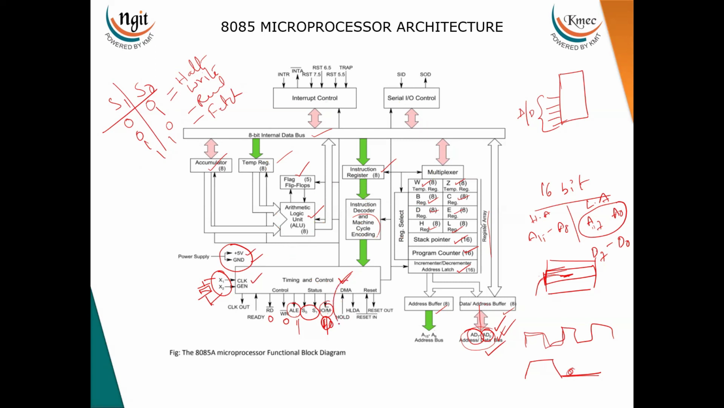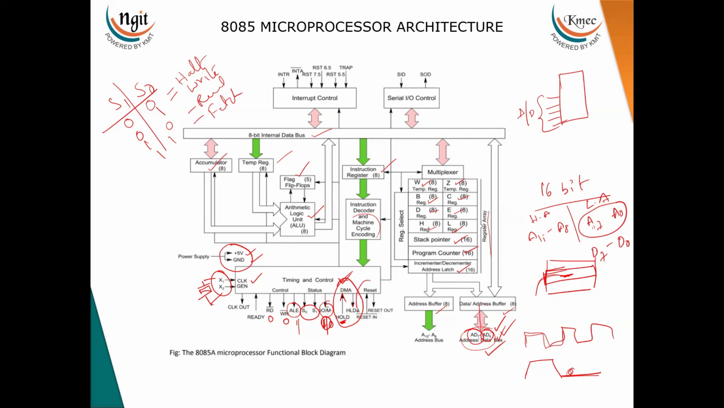Now next one is what? Hold and HLDA. So, DMA signals. To do the DMA, direct memory access, the DMA will send a request signal to the microprocessor by sending the hold signal. After receiving the hold signal, in response, the processor will send the acknowledgement signal, that is nothing but HLDA, the hold acknowledgement signal, to the DMA. After receiving the acknowledgement, the microprocessor will give the bus control to the DMA, so that the DMA will do the transfer between IO devices and the memory. So this is about the DMA.